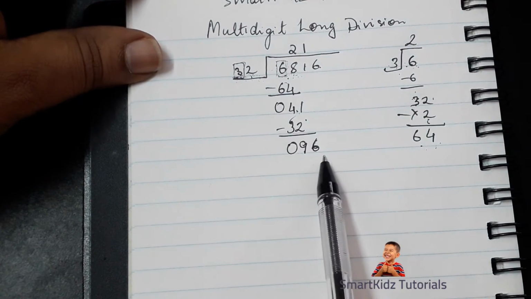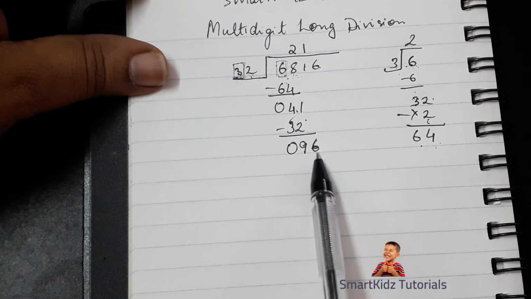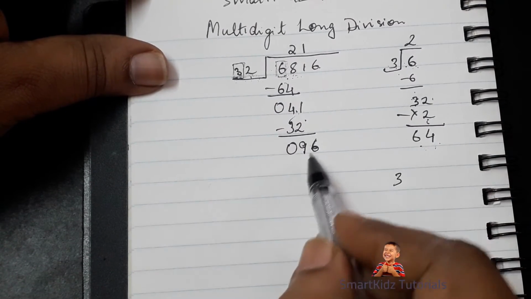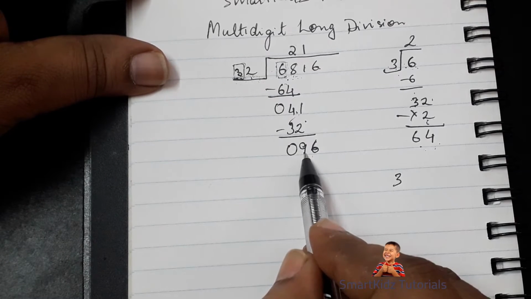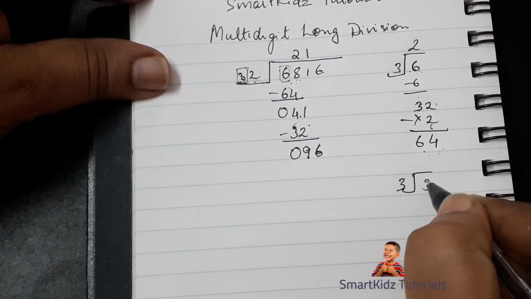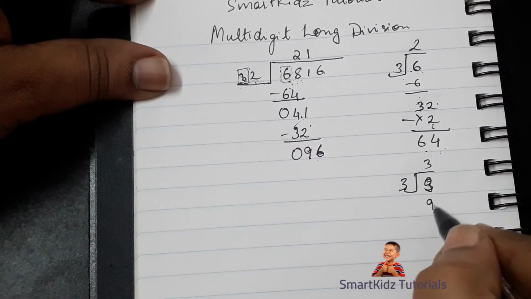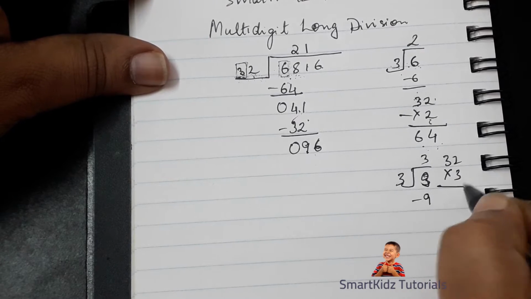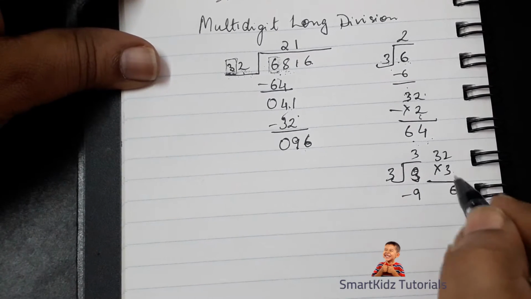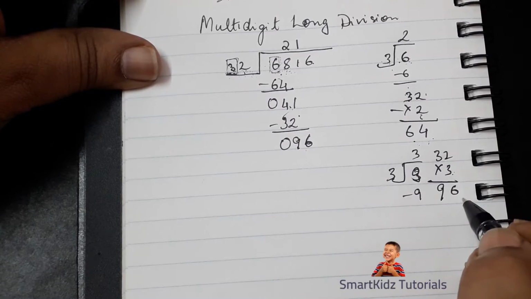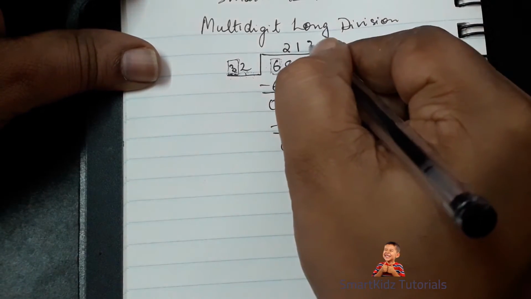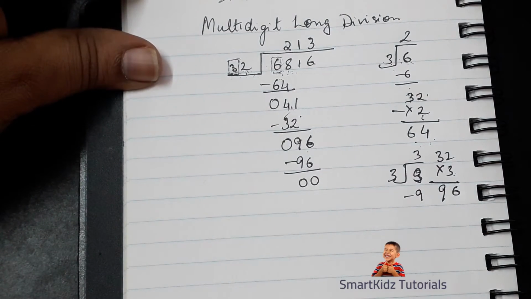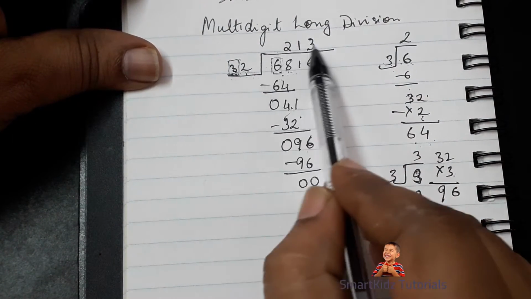Now once again, we do not know what times table will help us divide this 96. So we'll take the first number once again, which is 3, and divide it by the first number of our new dividend, that is 9. And 3 3s are 9, you know, right? So once again, we'll see 32 into 3 gives us what? 3 2s are 6, 3 3s are 9. So we get an exact match. So 32 into 3 gives us 96. Our remainder comes 0, and our quotient is 213.